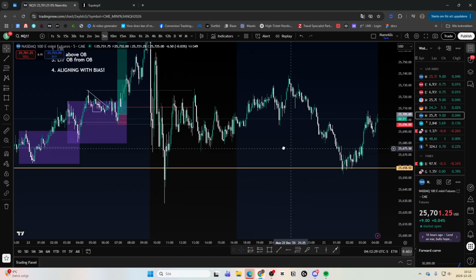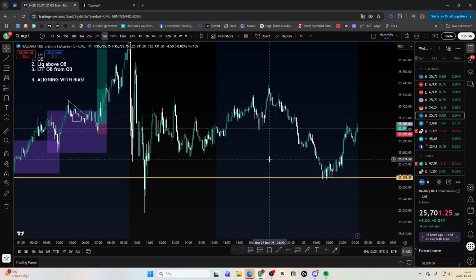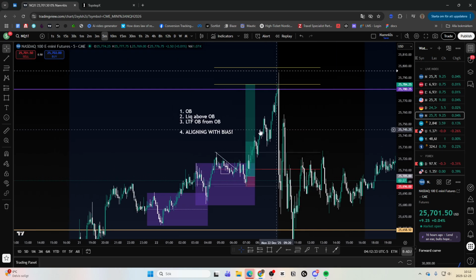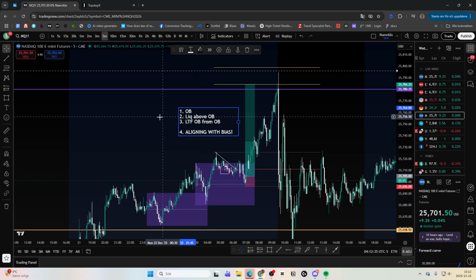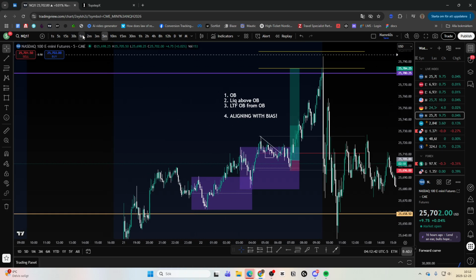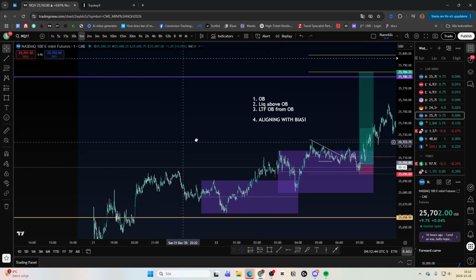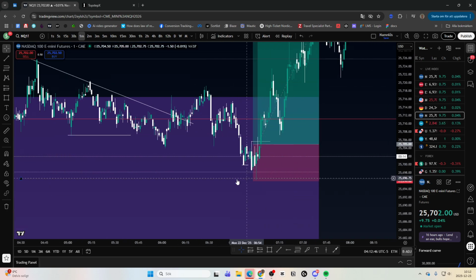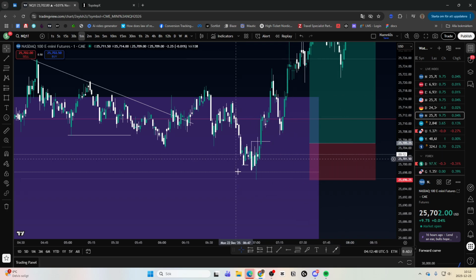Yeah, and this is a highly copyable system. You find an order block, you find liquidity above the order block or within it, and then you look for the lower time frame order block from the order block, such as this one right here. Do you understand the logic here? Please comment if you don't. I'll make a separate video on that.